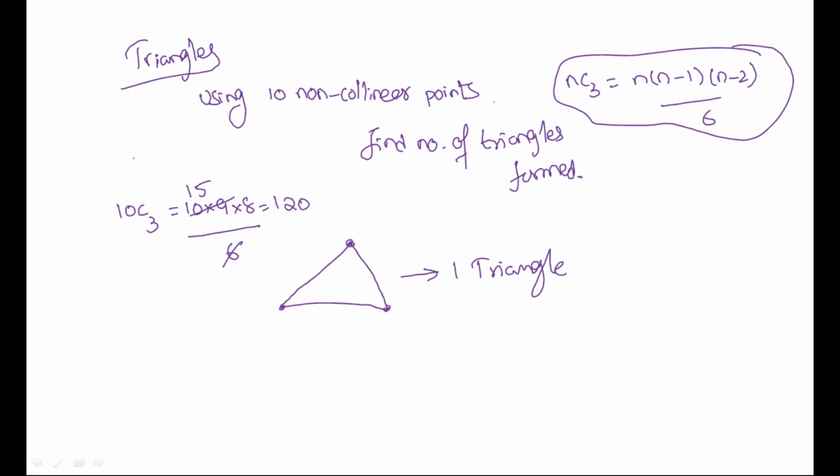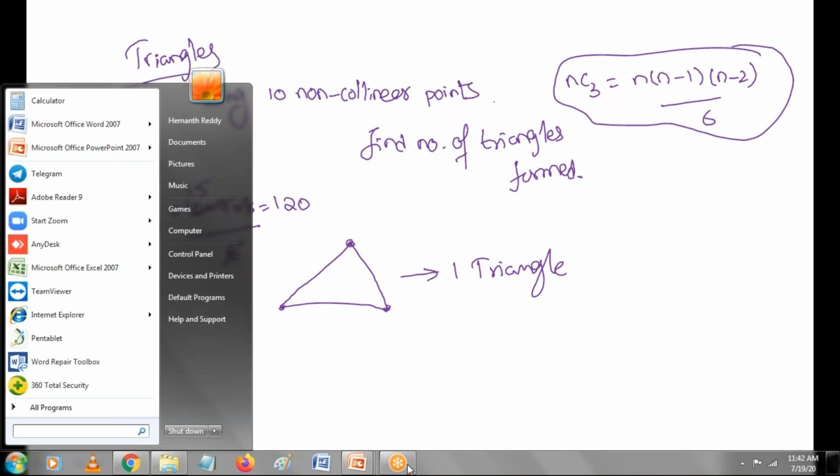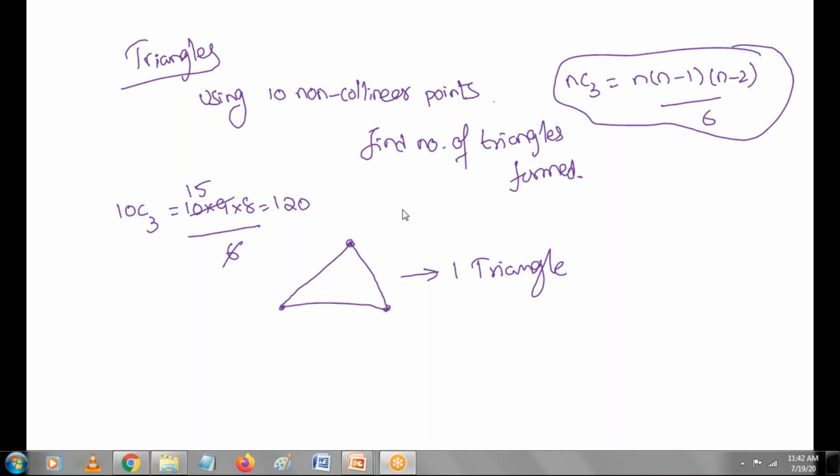Okay. But friends, this is not what they ask in TCS. You need to know a few more points. Now let me go to the next slide so that you can understand what they are actually asking. Here, the number of triangles for 10 non-collinear points when they are given is 120.